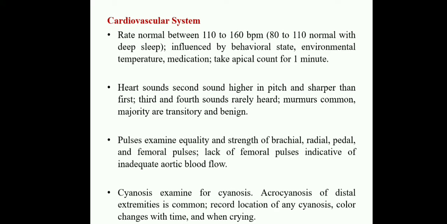Okay, next one is the cardiovascular system. Here we have to check the pulse rate and heart rate. Here the rate is normally between 110 to 160 beats per minute. Normally in an adult, what is the normal pulse rate? That is 72 to 80. Pulse rate and heart rate are both the same. But in newborns, the normal pulse rate or heart rate is 110 to 160 per minute.